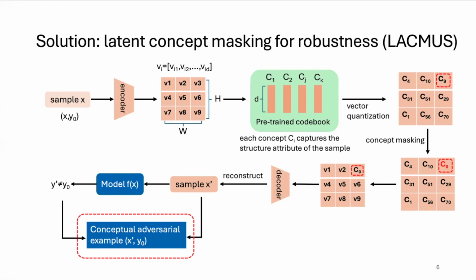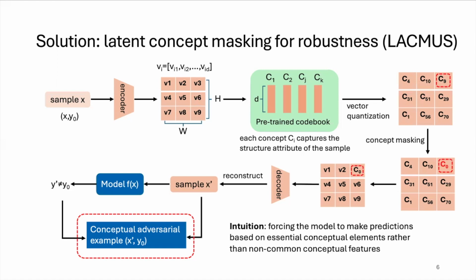Now we can combine the conceptual adversarial example with adversarial training to enhance the robustness of the model. The high-level intuition is we want to force the model to make predictions based on essential conceptual elements rather than non-common conceptual features. For the technical details, please check our paper.